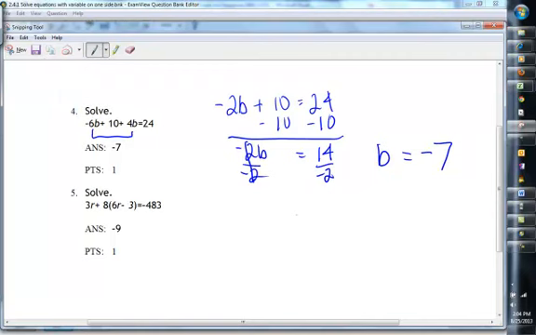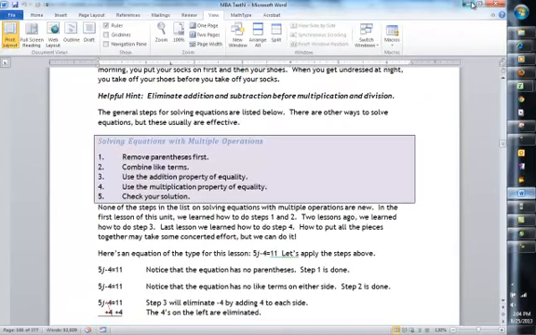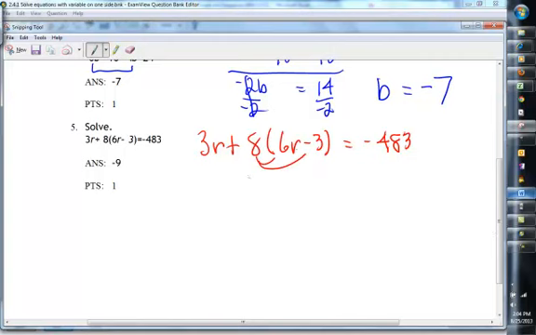Last one. 3r plus 8 times the quantity 6r minus 3 is negative 483. First thing we have to do is remove parentheses. Let's look at the steps just to make sure that's first. It says remove parentheses is step 1. So we have to distribute, and we get 3r, bring that down, plus 8 times 6r is 48r. 8 times negative 3 is negative 24, is negative 483.